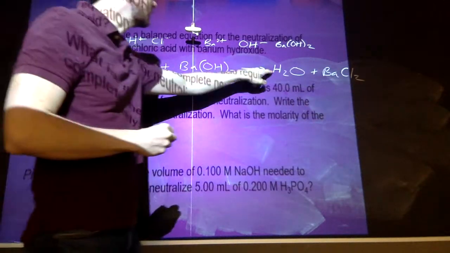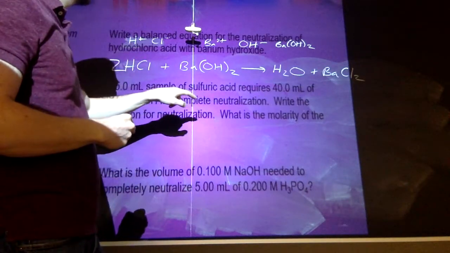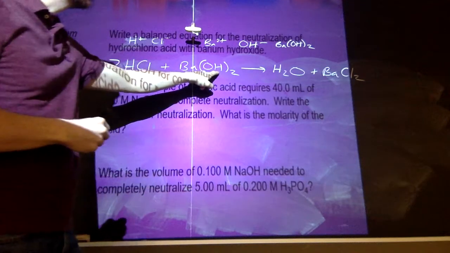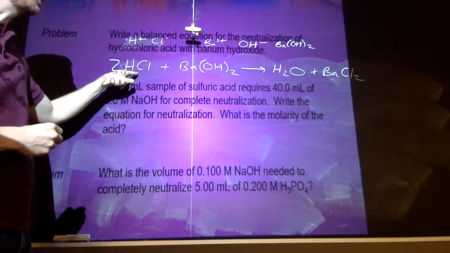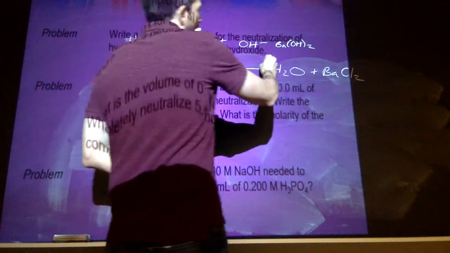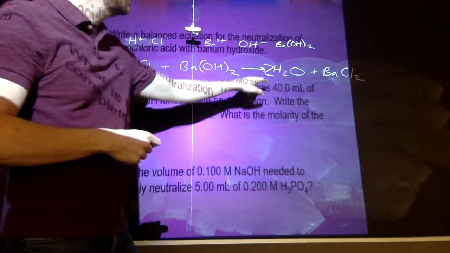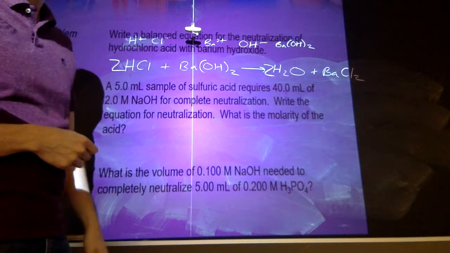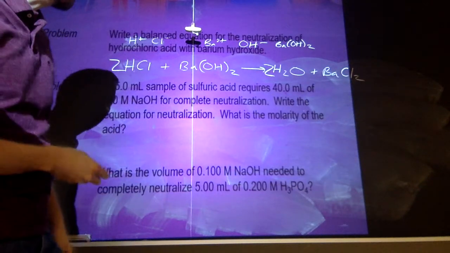Gives me 2 hydrogens, 2 hydrogens. Let's see. But here I actually have 4 hydrogens because I have 2 here and 2 here. So I need 4 hydrogens on this side. That gives me 4 hydrogens, 2 oxygens, 2 oxygens, barium. So now it's balanced.